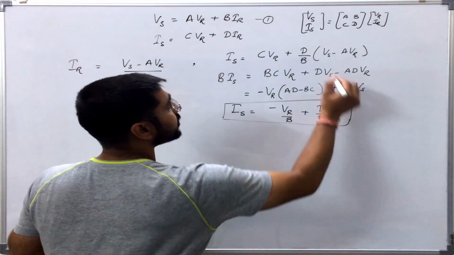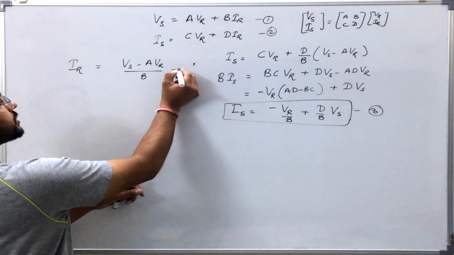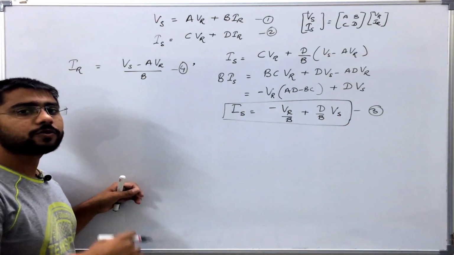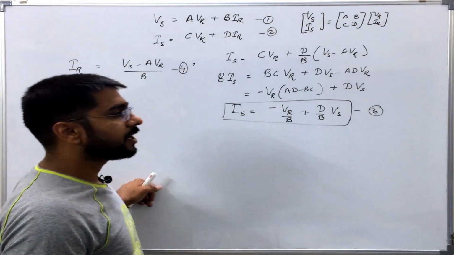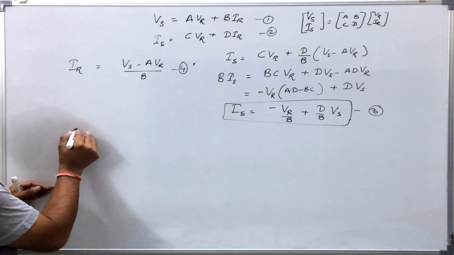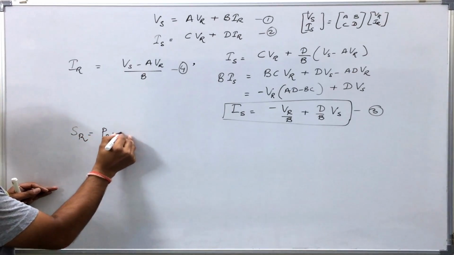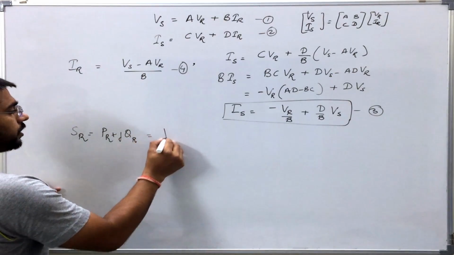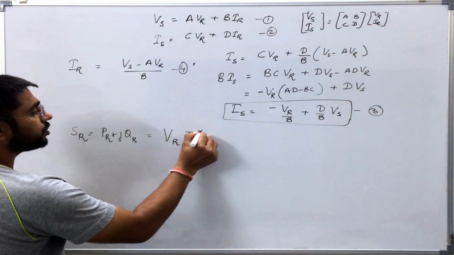Let us say this is equation 2, this equation is 3 and this equation is 4. Equations 3 and 4 will be very useful in the derivation of the complex power at both the sending end and the receiving end. Let us first derive the complex power at the receiving end. Complex power at the receiving end is the real power plus j reactive power, which equals the receiving end voltage into the receiving end current's conjugate.